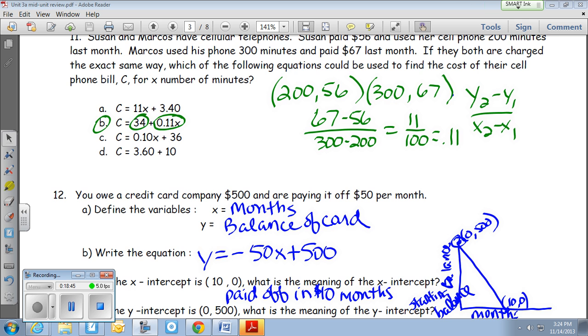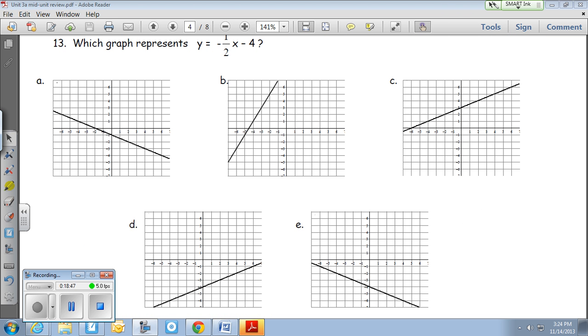All right, number 13, which graph represents y equals negative half x minus 4. So let's look at the clues that I'm given. Here's my y-intercept of a negative 4, and my slope is a negative 1/2. So let's look at negative slopes. This is negative, that's positive, this is negative, and this is positive. So now I'm only down to A or E.